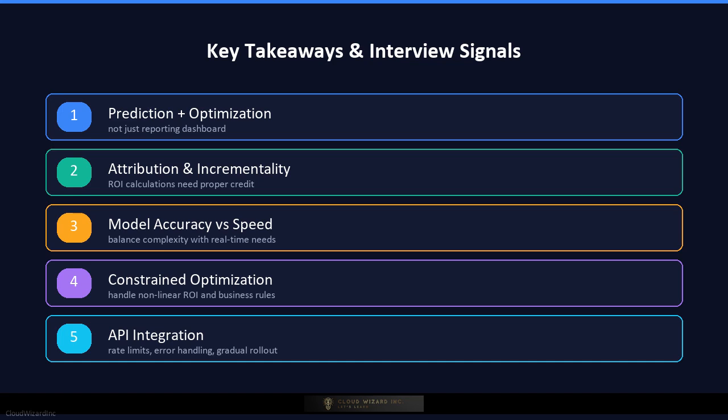If you can walk through this system with these 5 points, you will signal strong senior-level design thinking. That's it for the Marketing ROI Optimization Engine.